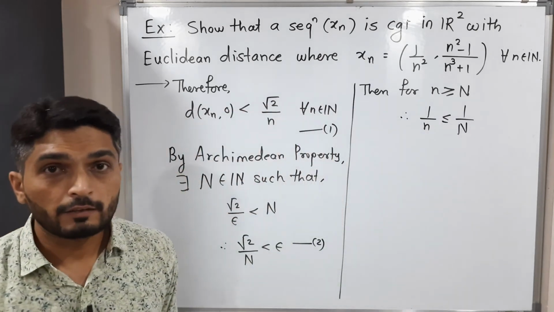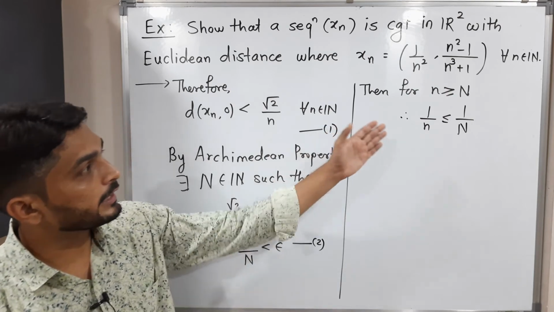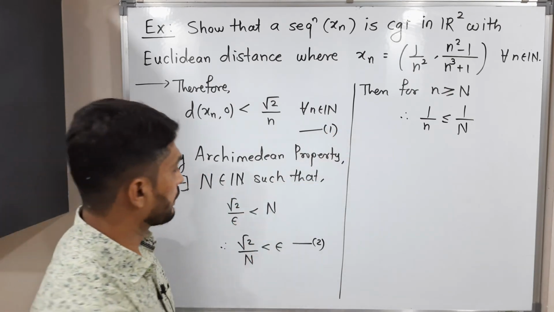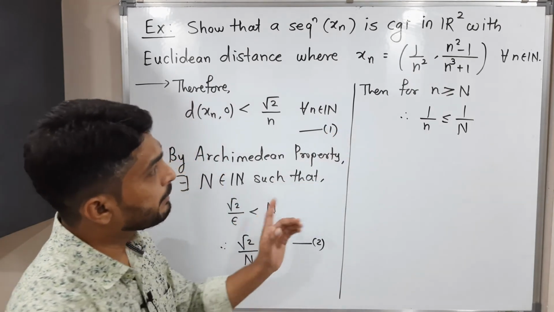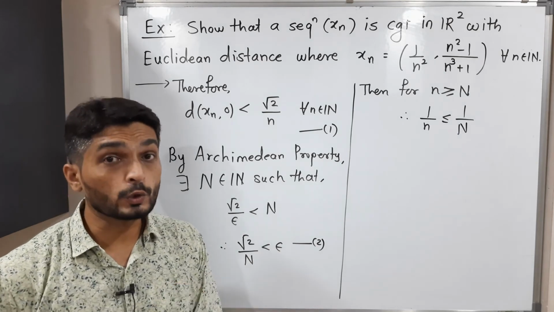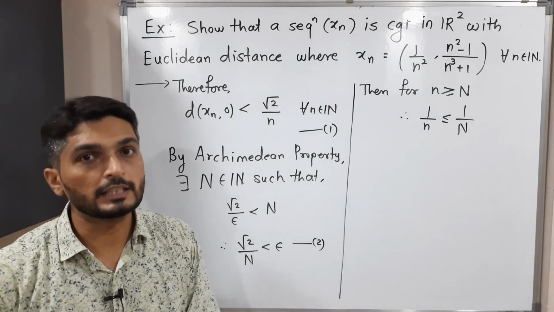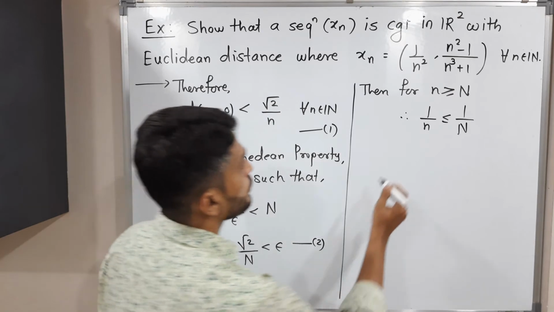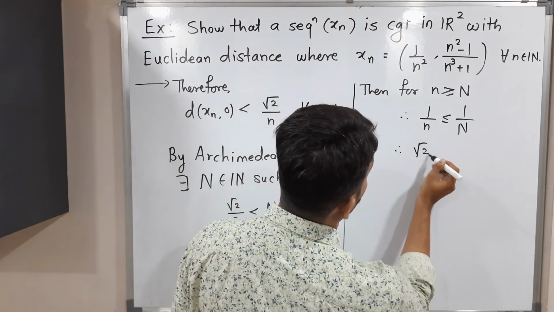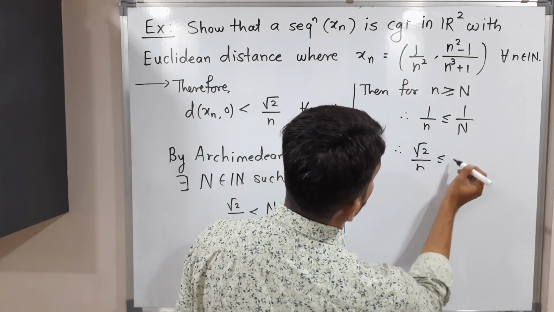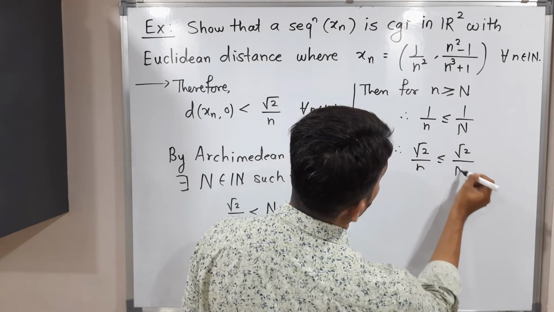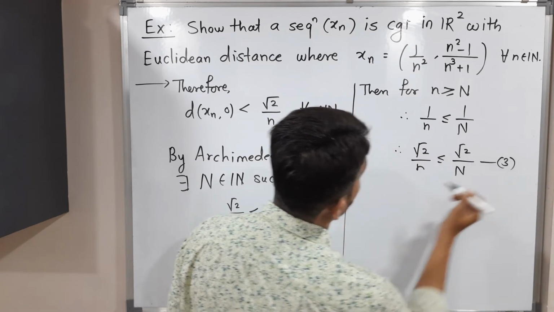So you know that when we take the reciprocal, the inequality gets changed. I have done the same thing here. Right? Yes. So now I will multiply both sides by root 2. Root 2 is a positive real number, so the inequality will be maintained. So therefore, root 2 by n is less than or equal to root 2 by capital N. This is inequality number 3.